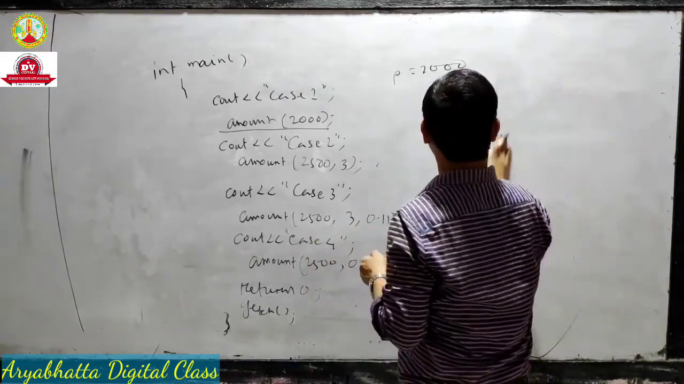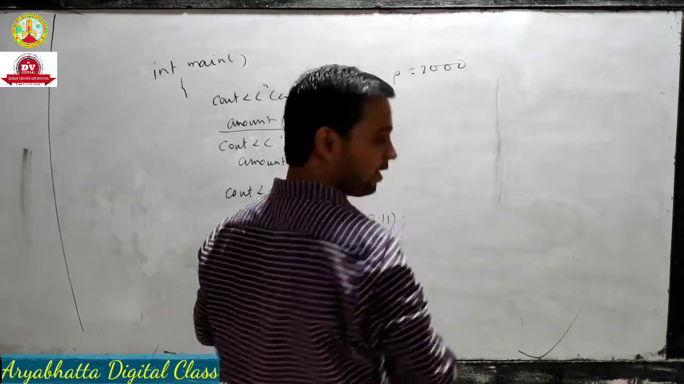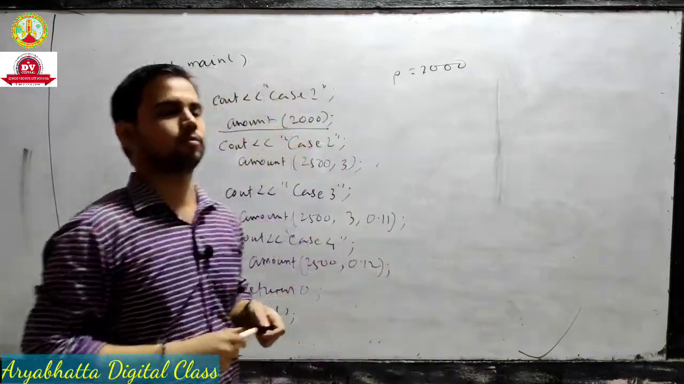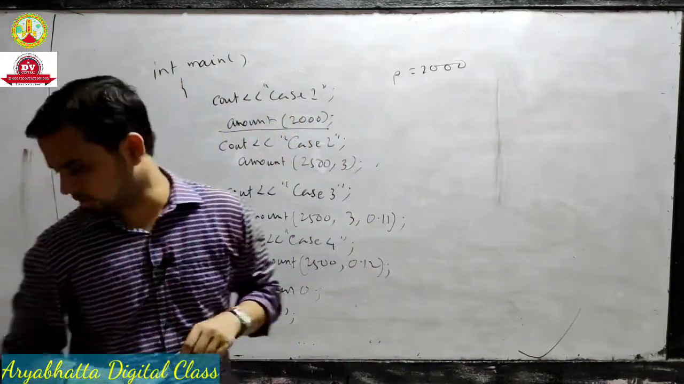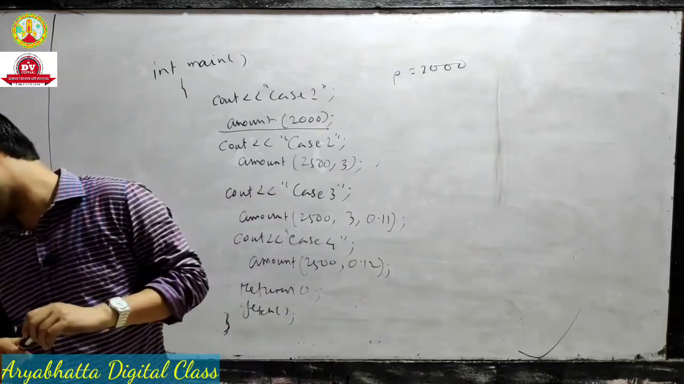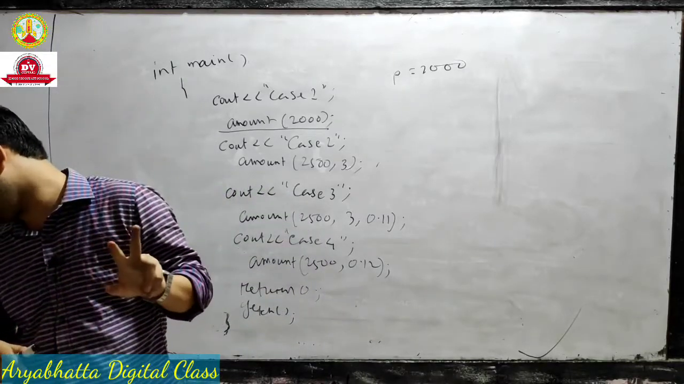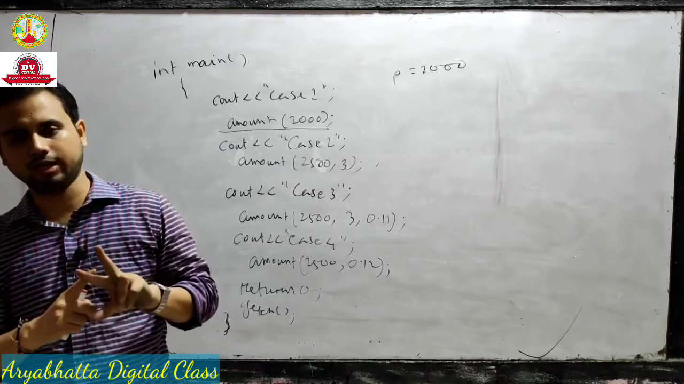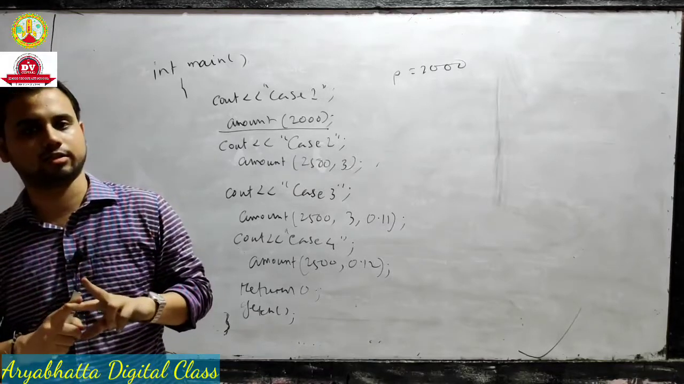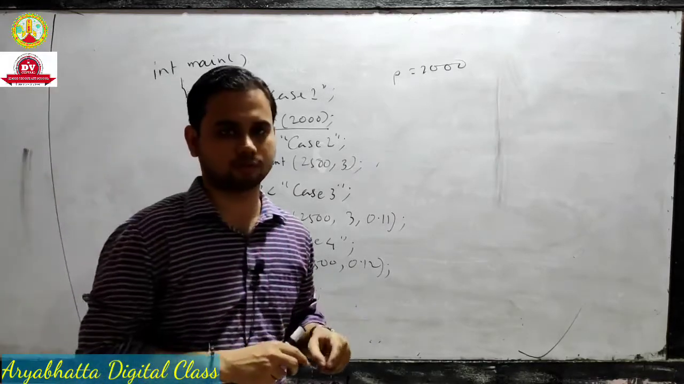Remembering you that in default argument, in void amount, you can see in your copy, the principal value we do not take as default. We take only two values, that is time is 2 and rate is 0.08. Those two values are default.